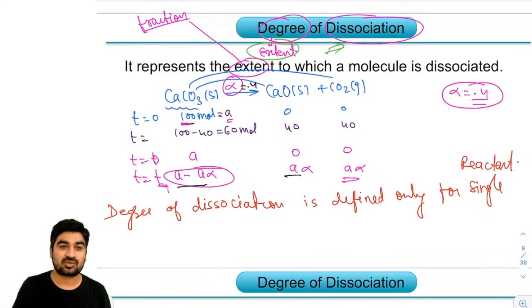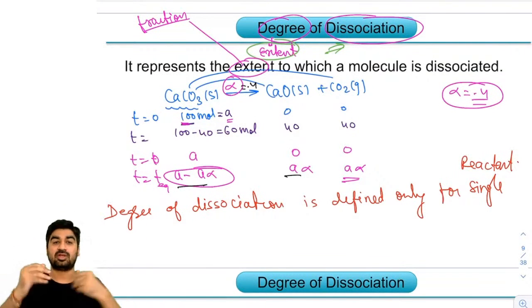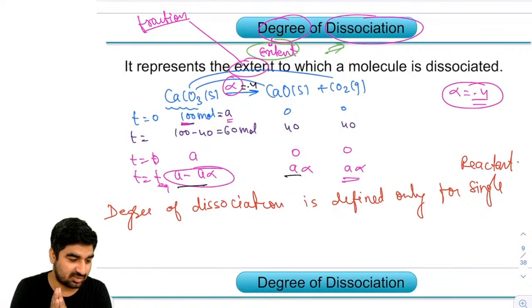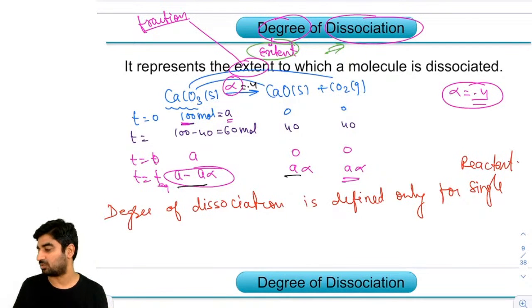So what do you mean by dissociation? Dissociation means a big molecule is breaking down into smaller ones. Okay, any doubt? Please ask me if you have any doubt, guys.